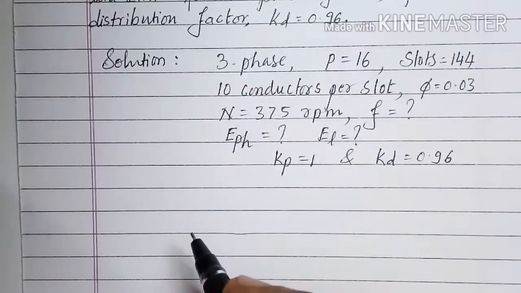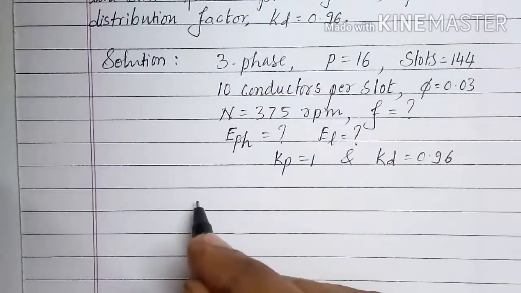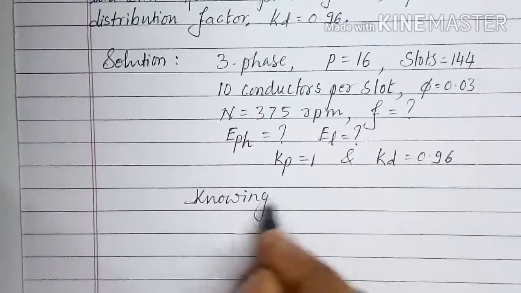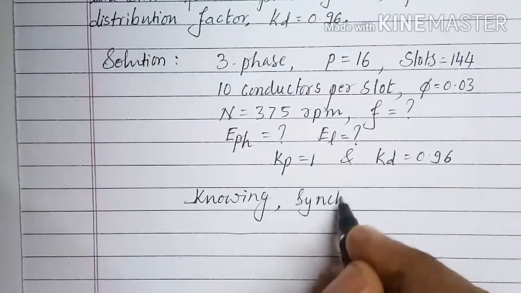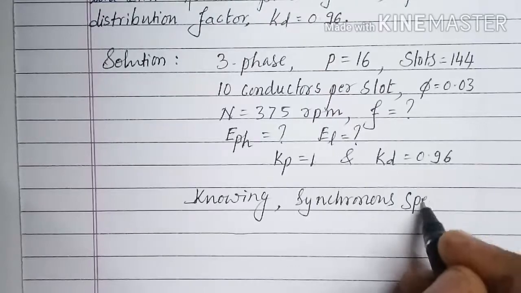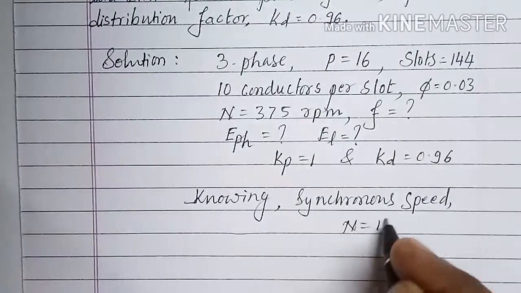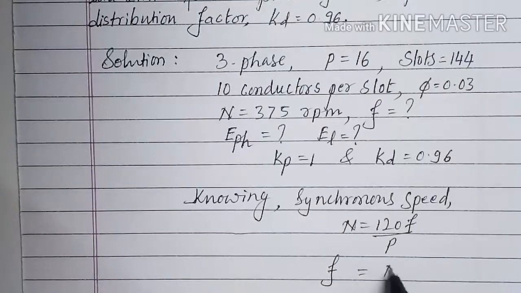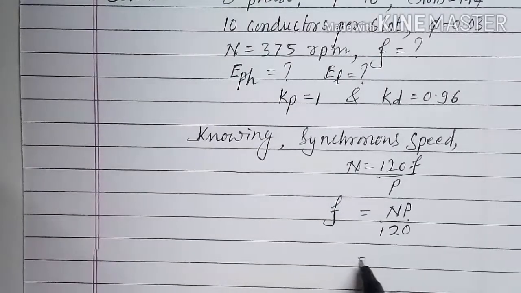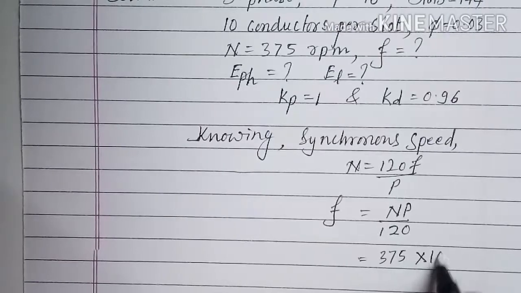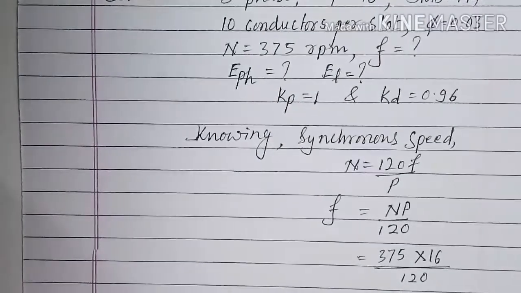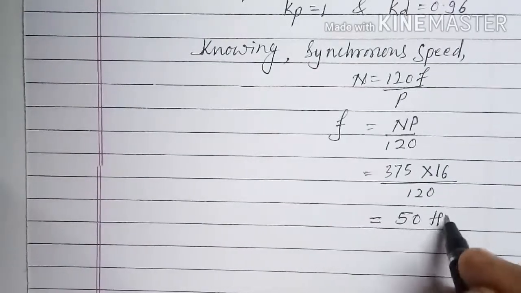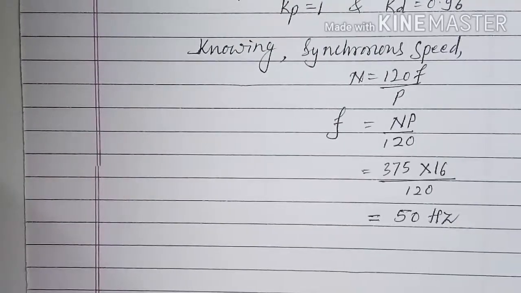We'll first calculate the frequency. Knowing synchronous speed N is equal to 120 f upon P, you can write f as N into P divided by 120. 375 into 16 divided by 120, that is 50 hertz.